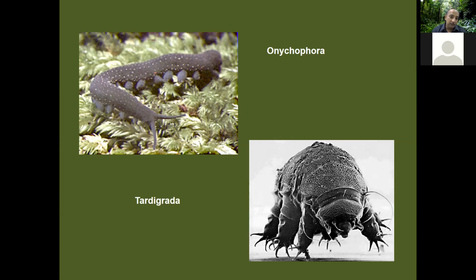But Onychophora is also an evolutionary living fossil. So very few species are found in the tropics. And Tardigrada is a very widespread, minute, microscopic organism, which is known to survive in extreme environments, even deep in Antarctica and also in very high temperature areas and totally dry conditions.